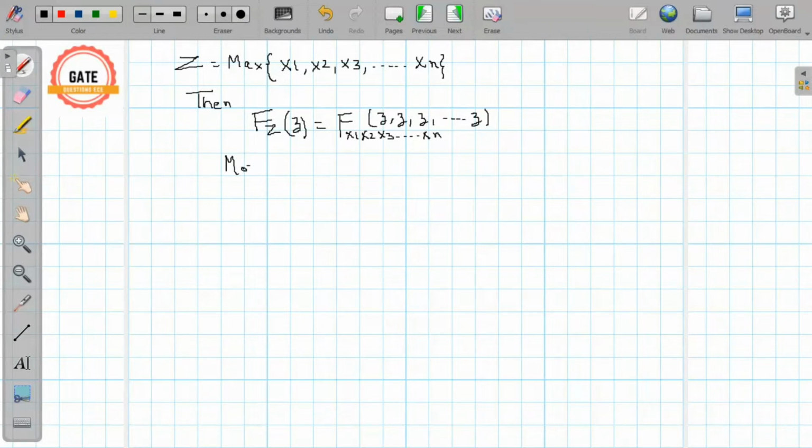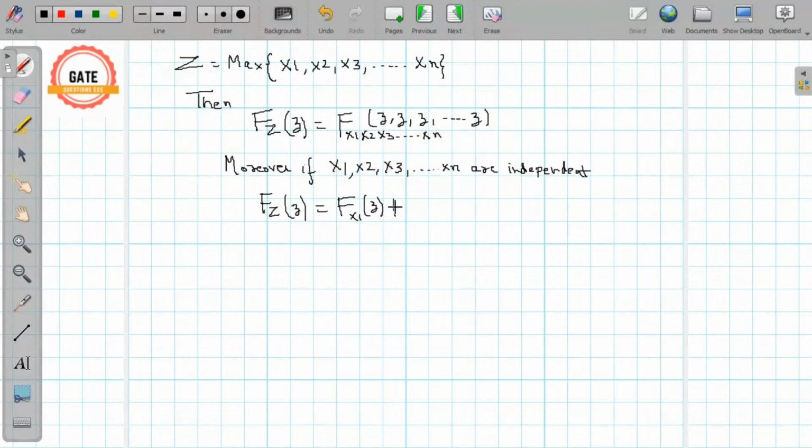Moreover, if all these random variables x1 up to xn are independent, then we know that the joint CDF will be nothing but the product of the marginal CDFs of all these n random variables, Fx1 z, Fx2 z, Fx3 z and so on. So this is the relation for independent random variables.